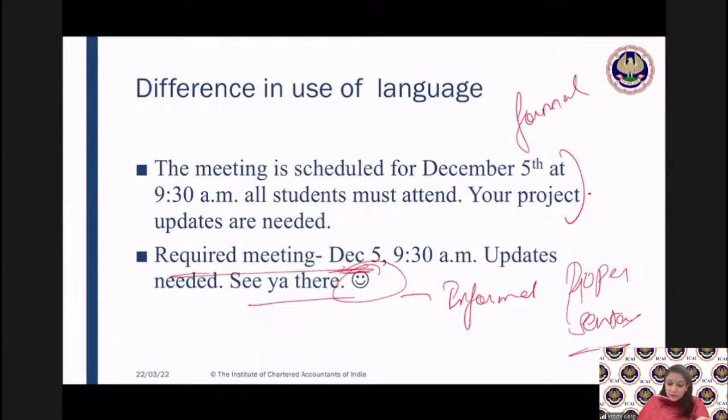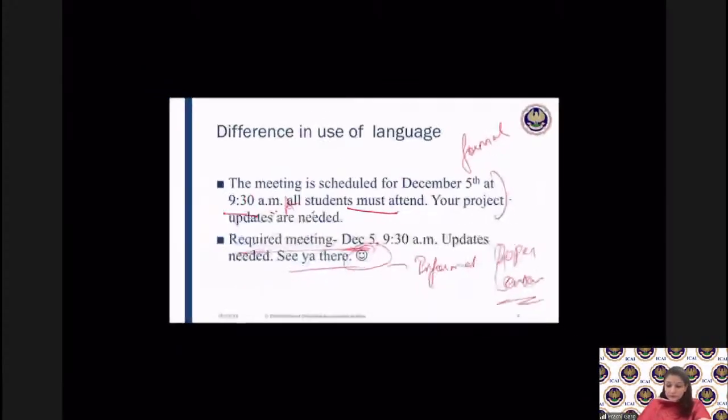Here, the meeting is scheduled for December 5th at 9:30 a.m. All students must attend. Your project updates are needed. This one gives you complete information: when the meeting is scheduled, what time, who is supposed to attend, and what is going to happen in that meeting. Am I clear? So this is the difference between formal and informal language.